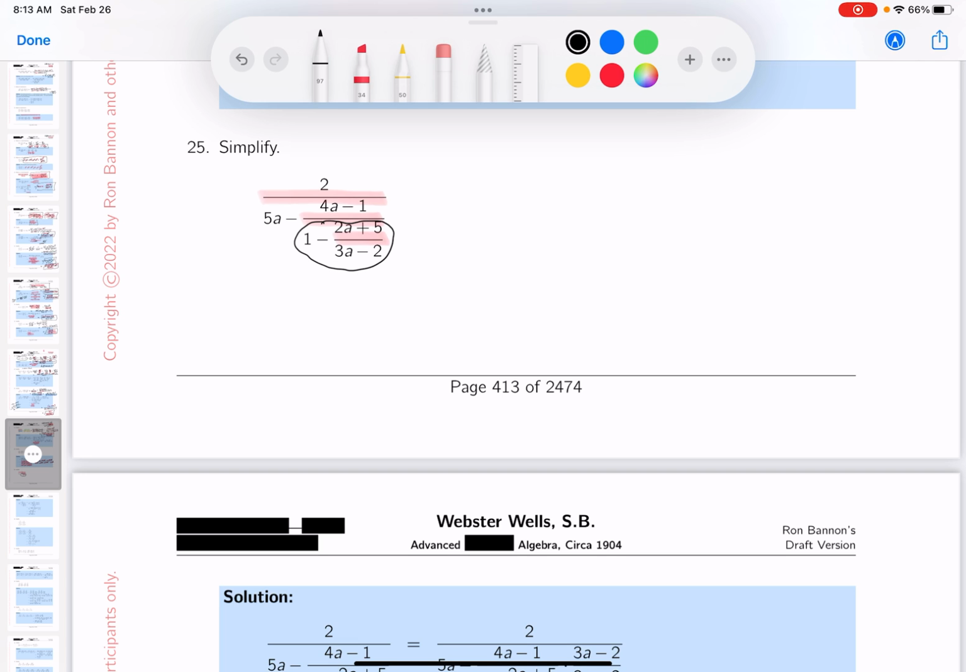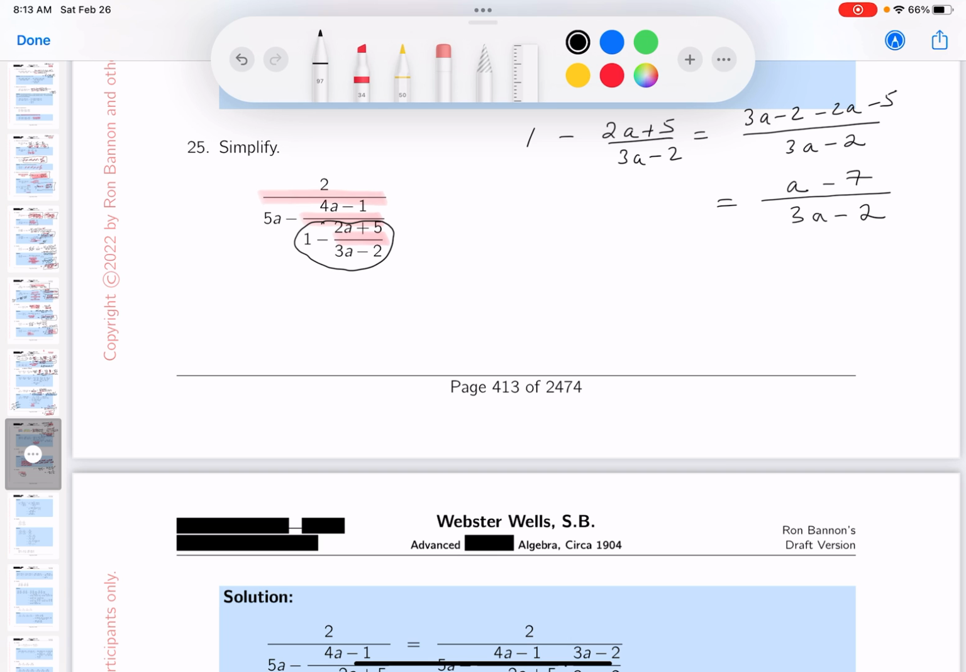And I want to see if I can do that. So I'm going to focus in on 1 minus (2a plus 5) over (3a minus 2). That looks fairly easy to do. We've been doing this for a while now. 3a minus 2, then you would get 3a minus 2 minus 2a minus 5. Let's write that down. 3a minus 2a is a. Minus 2 minus 5 is minus 7. And you get a minus 7 over 3a minus 2.